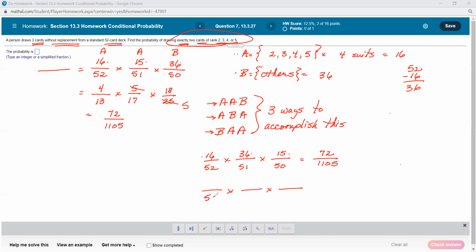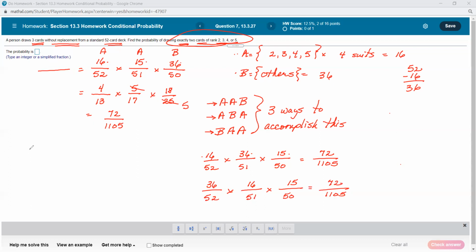well, again, we got 52, 51, and 50. We know the bottom's going to be the same. The B first is going to be 1 out of 36 cards, the others. And then an A, well, we haven't drawn one yet, so there's still 16 of the 2, 3, 4s, and 5s. And then for the second A, there's only going to be 15. So again, we've got 36, 15, and 16.